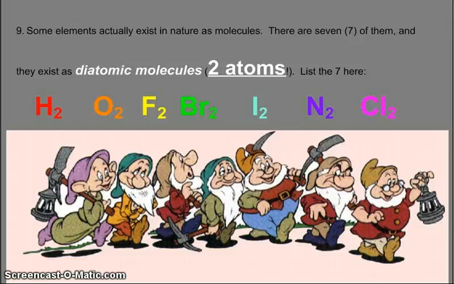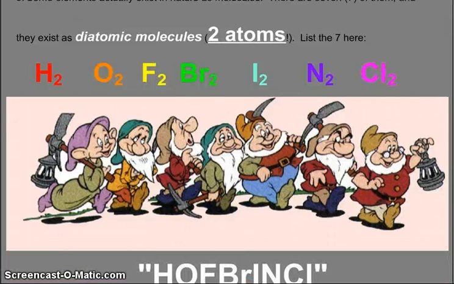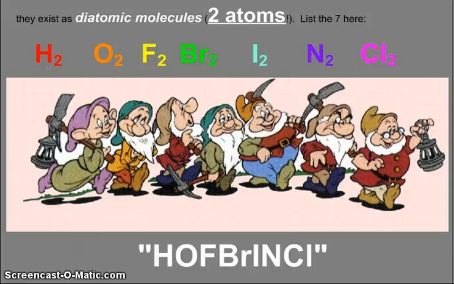So the way that I remember them, and maybe you will too, is this fun little phrase, Hofbrinkel. Hydrogen, oxygen, fluorine, bromine, iodine, nitrogen, and chlorine. So there are the 7 diatomic elements. So make sure you know those.